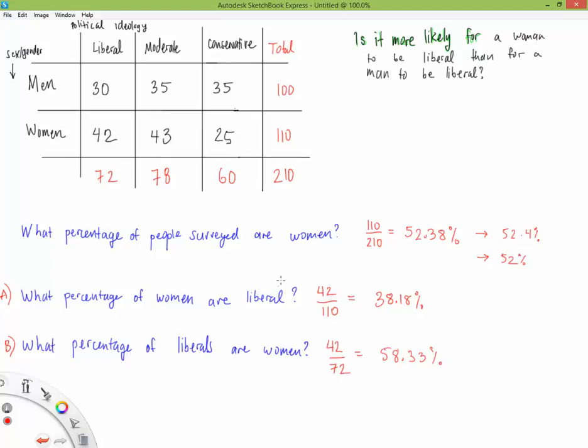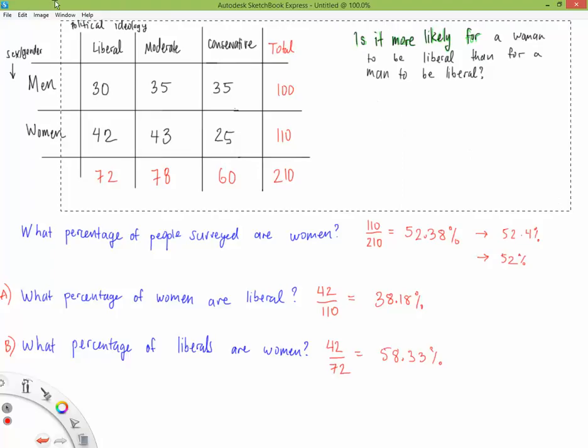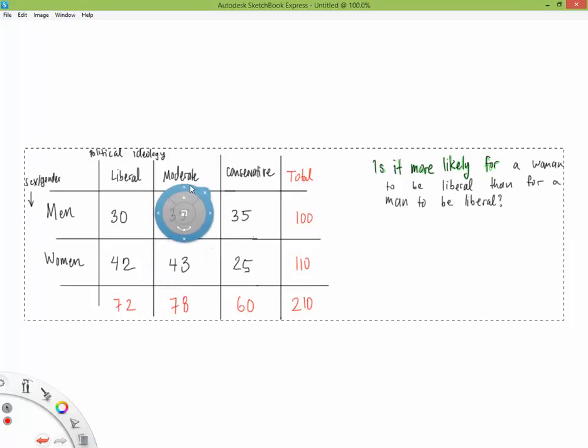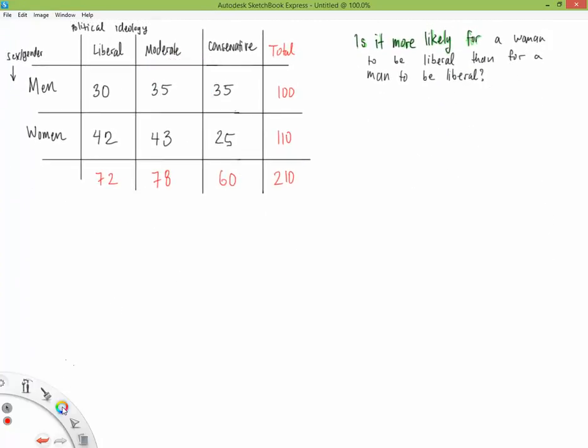So to answer this question, is it more likely for a woman to be liberal than for a man to be liberal, we need two questions. We have to answer two questions. Actually, let me copy this over onto a new page so I have space to write all of this. Is it more likely for a woman to be liberal than for a man to be liberal? There's two questions we should answer.